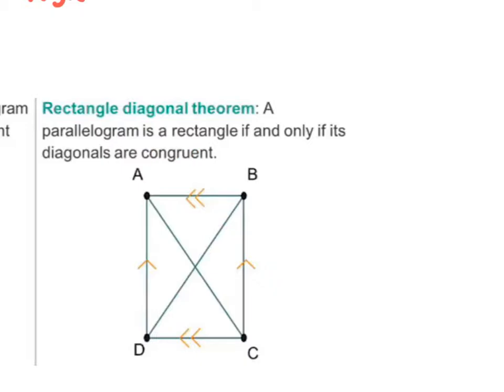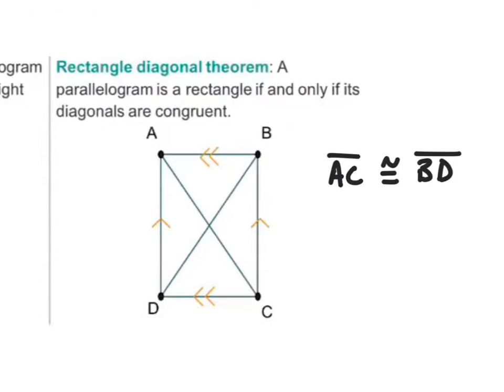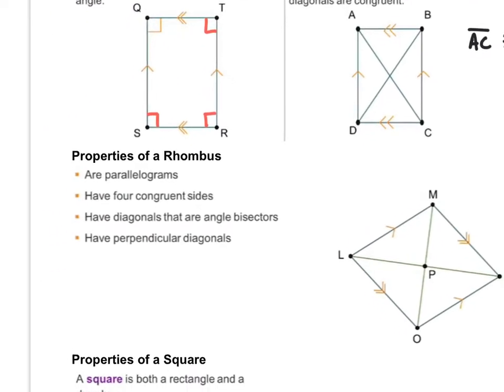Okay, so we would know that AC, this length here, would be congruent to segment BD, this one here, all right? So if the diagonals are congruent and you know you have a parallelogram, then you have a rectangle, okay? So let's take a look over here.